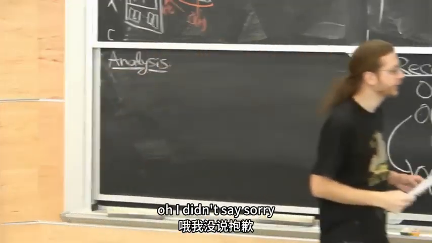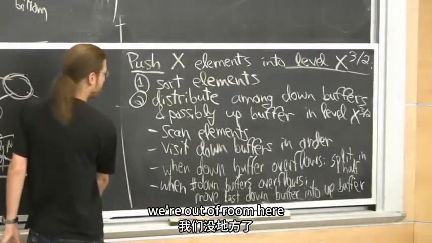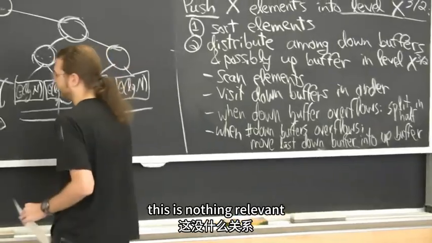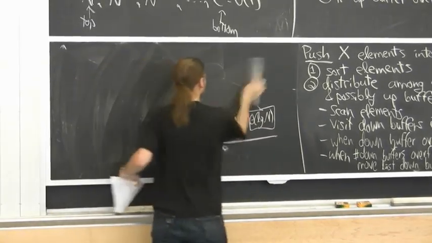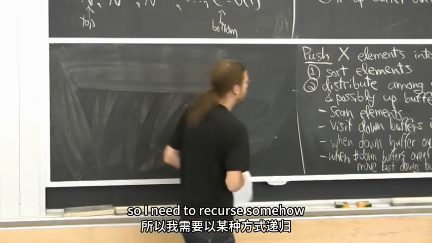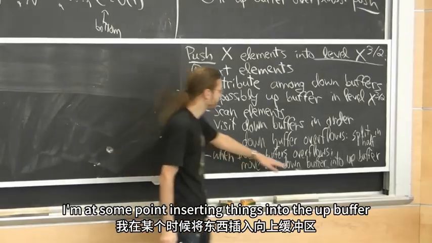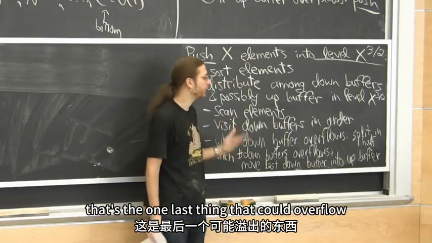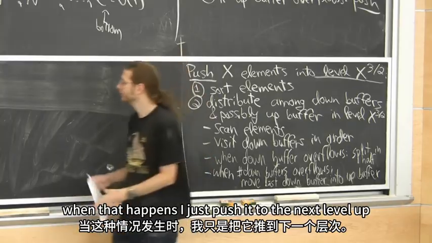Oh, I didn't say, sorry. There's one more step, which is the recursion. Run out of room here. So maybe I'll go over here. So I need to recurse somehow. In general, I'm at some point inserting things into the up buffer. The up buffer might overflow. That's the one last thing that could overflow. When that happens, I just push it to the next level up.